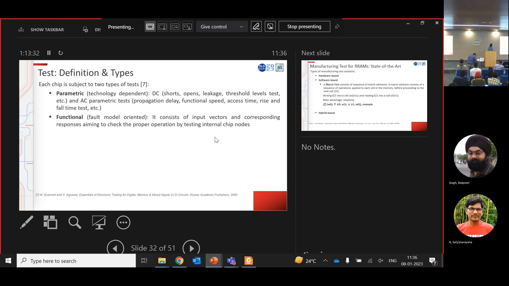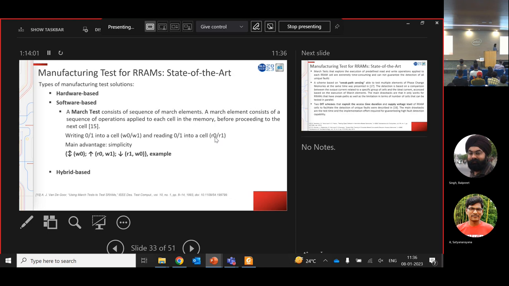The chip can be subjected to different kinds of faults, parametric and functional. This is technology dependent. This is fault model oriented. So you can develop different kinds of manufacturing test procedures, oriented to the fault model or more technology based. Of course, this is going to detect unique faults, and this is not going to detect these unique faults because this is just the functional, okay?